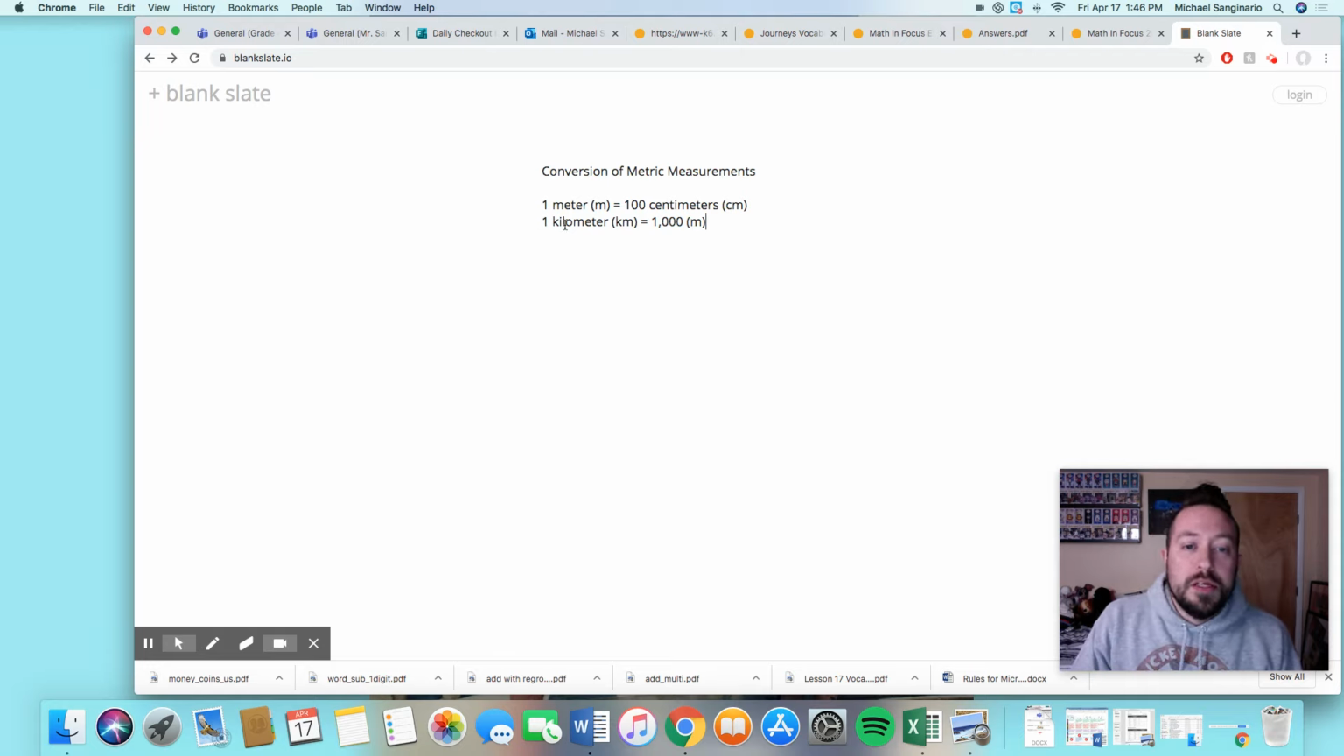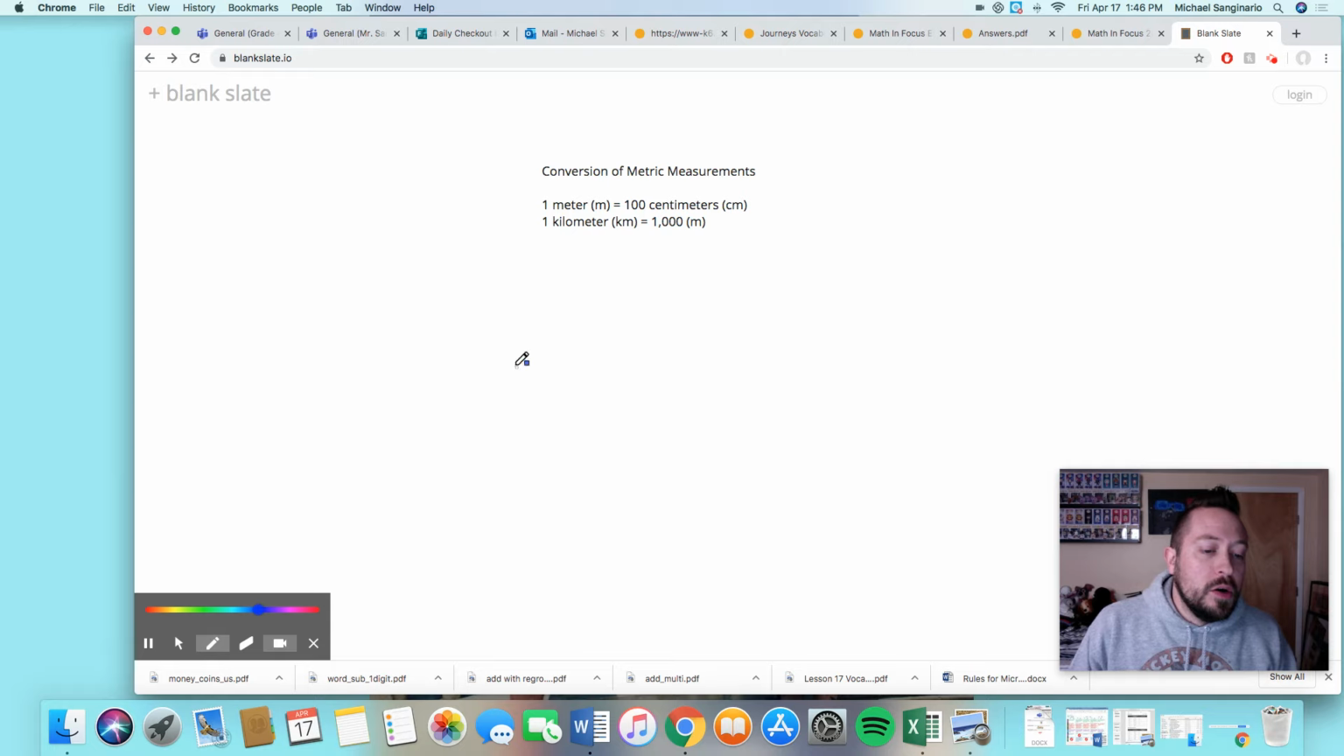So with kilometers, 1 kilometer is the same as 1,000 meters. Yesterday we talked about how 1 meter is 100 centimeters, but with this, you're looking at 1 kilometer, or kilometer, you can pronounce it either way, is the same as 1,000 meters.